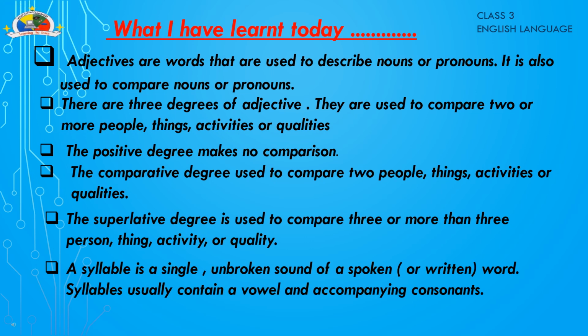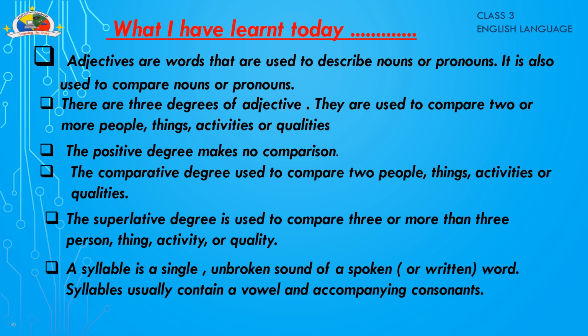Now let's go through some of the points we have learned in the lesson Adjective Degrees of Comparison. Adjectives are words that are used to describe nouns or pronouns. It is also used to compare nouns or pronouns. There are three degrees of adjectives. They are used to compare two or more people, things, activity, or qualities. The positive degree makes no comparison. The comparative degree is used to compare two people, things, activity, or qualities. The superlative degree is used to compare three or more than three persons, things, activity, or quality.